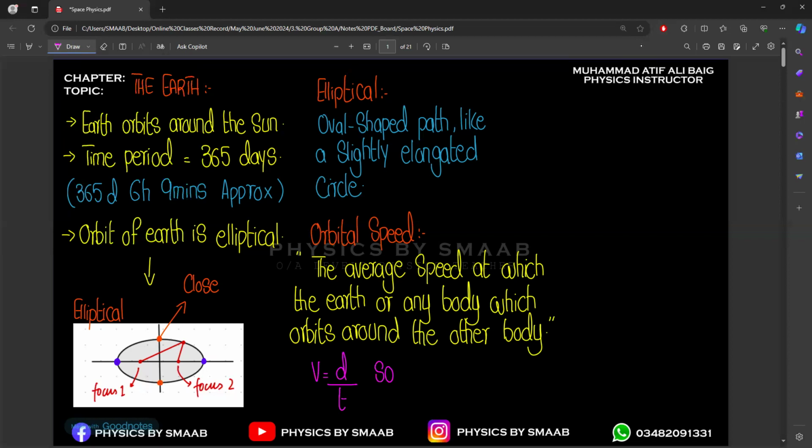So if you want to find the distance of the circle, what is the total length of that circle, what do we calculate? We calculate the circumference, right? So the orbital speed can be found with the help of circumference divided by the time period. Orbital time. Yes.